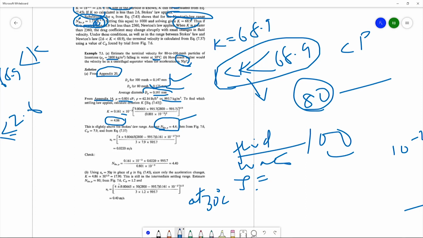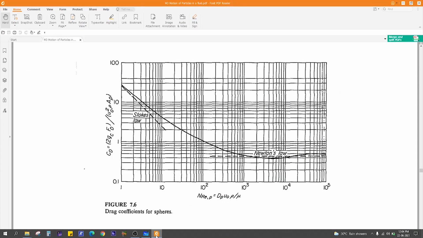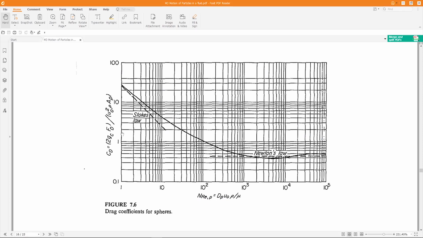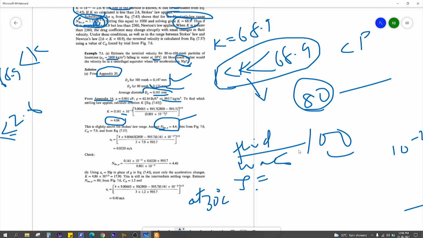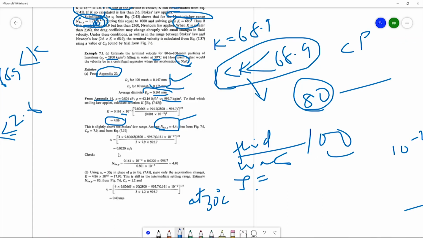So you get 7.9. Okay, somewhere around here. Now CD is calculated. Now recalculate the terminal velocity. So what is the terminal velocity in centrifugal field?